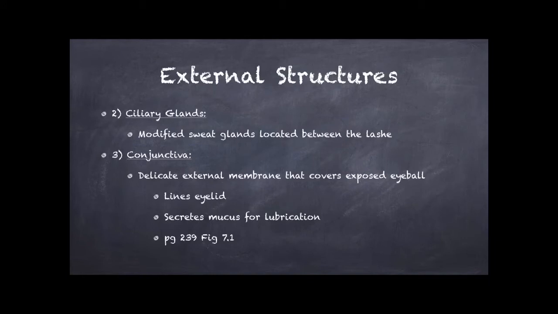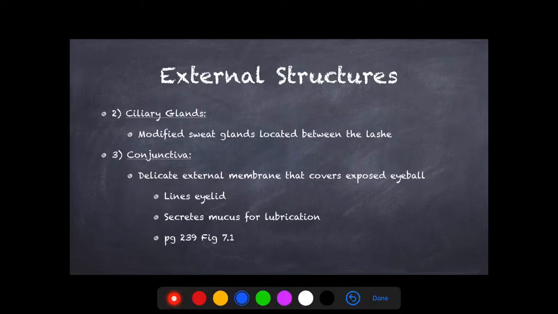The second gland is called ciliary glands, and these are basically modified sweat glands, and these are going to be located between your eyelashes. Let me write that on there. They are located between your eyelashes. So even if you look at your eyelashes, they look pretty close together, but in between them, you do have these ciliary glands, and they are also important to keep your eye lubricated.